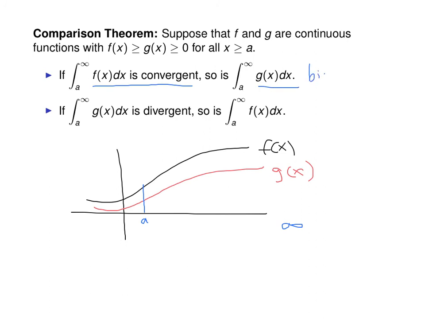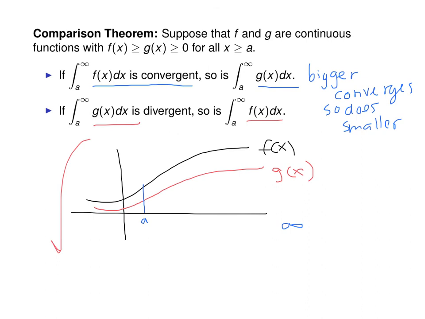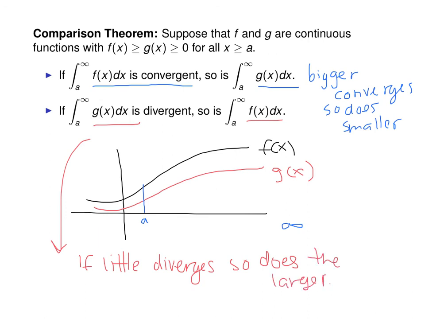Because if the bigger one converges, then so does the smaller, right? That should make sense. And similarly, if g of x is divergent, then so is f of x. And the reason is g of x is the littler one, so if the little one diverges, so does the bigger. So we're going to use that in this next example.